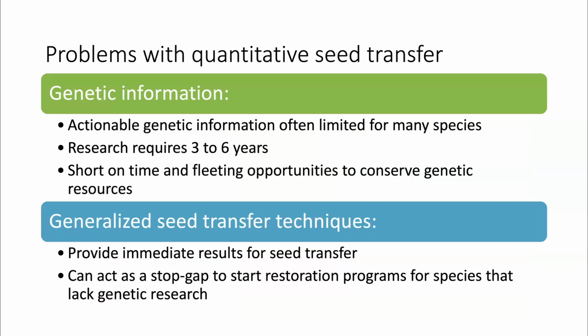One of the issues with quantitative seed transfer is they're only available for a handful of species, especially in rangelands. And they require 3 to 6 years to develop. So we're really looking at a scenario where we're going to be short on time to develop these and have the information to conserve the genetic resources that exist out there before things start to fall apart and we start to lose some of our adaptive variation. This is where generalized seed transfer techniques, I think, come in because they provide immediate results and can act as a stopgap to start restoration programs for these species that lack this genetic information.